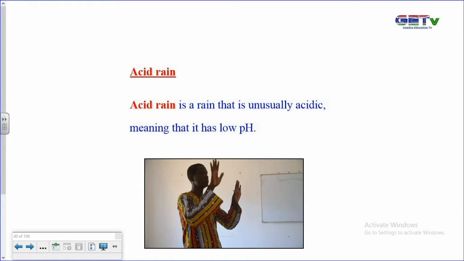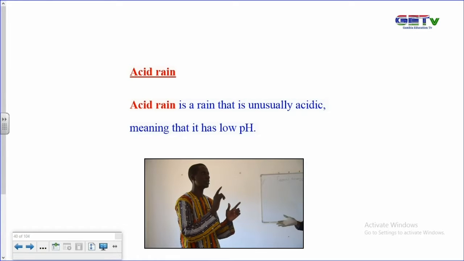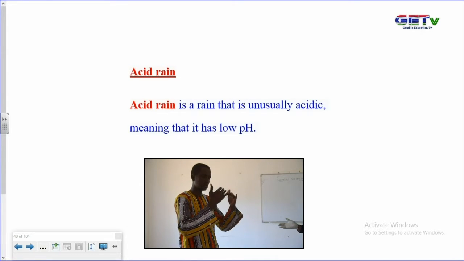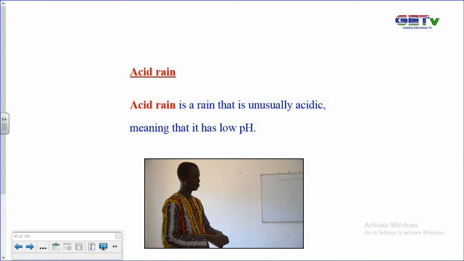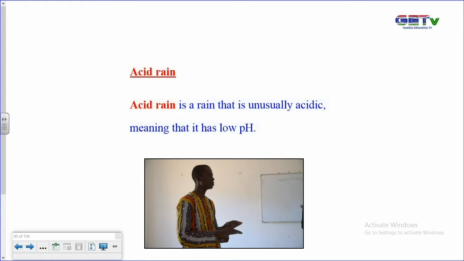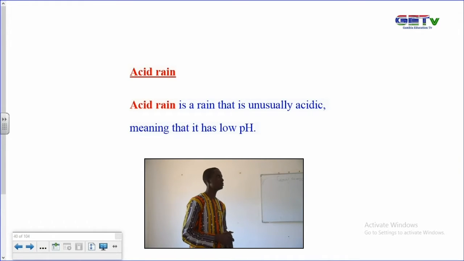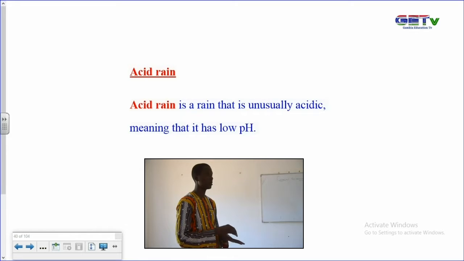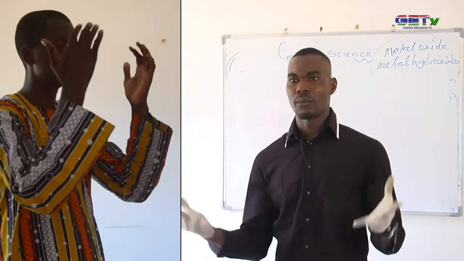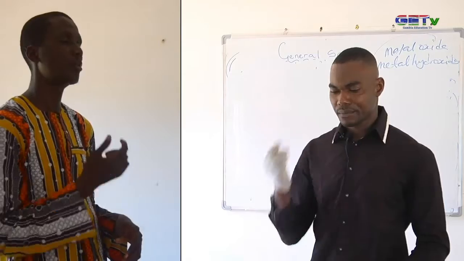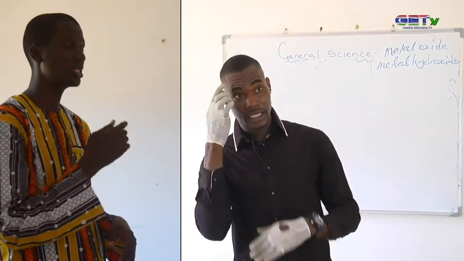In environments where the air is clean, free of much carbon dioxide, free of much sulfur dioxide or nitrogen oxide, those places don't experience acid rain much. But environments that are very much polluted experience acid rain because of the high content of carbon dioxide, sulfur dioxide and nitrogen oxide in the air, which combine with the water to form the rain. And that has become acidic, or acid rain rather.